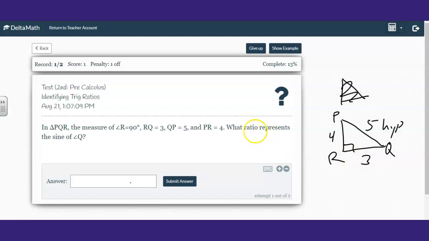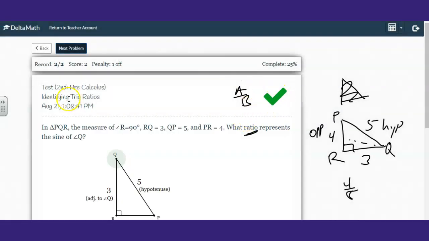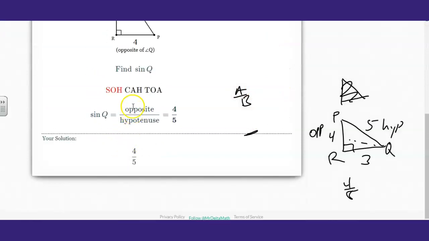So it says what ratio, meaning A over B, a fraction, what ratio represents the sine of Q. So we have opposite right here for Q, right? That's opposite. So I would do 4 over 5. So now I come over here and I literally type 4 divided by 5. Are you sure you want to put this answer in? Yes. Boom, there you go. That would be how you put that in.